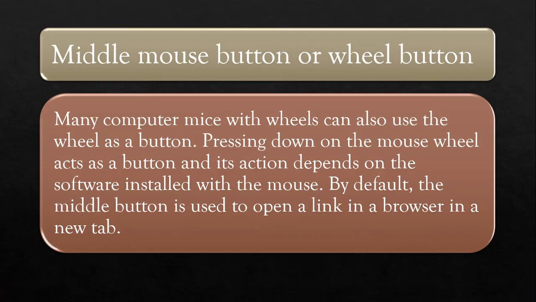Middle mouse button or wheel button. Many computer mice with wheels can also use the wheel as a button. Pressing down on the mouse wheel acts as a button and its action depends upon the software installed with the mouse. By default, the middle button is used to open a link in a browser in a new tab.